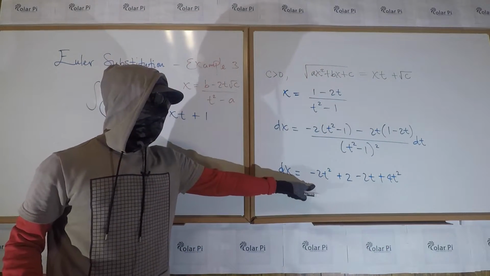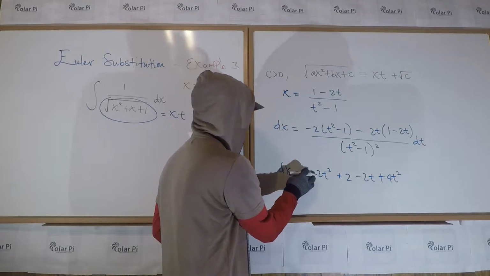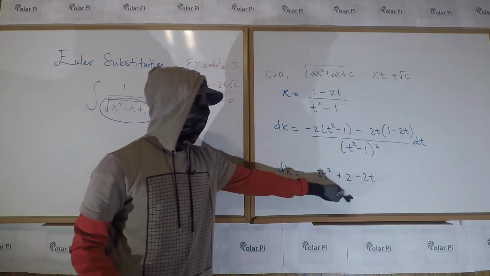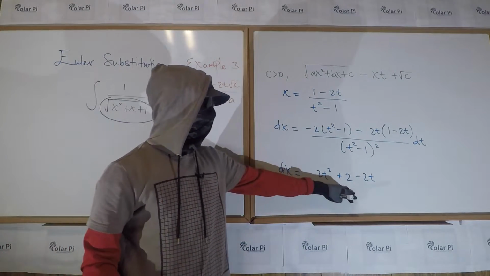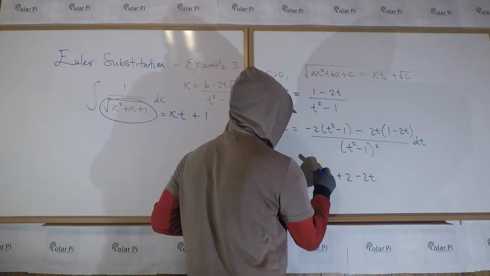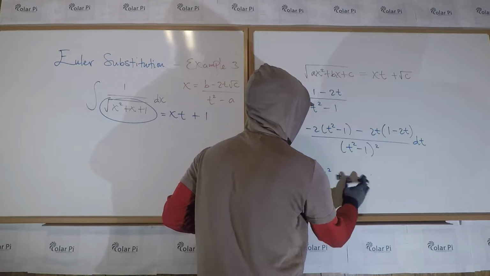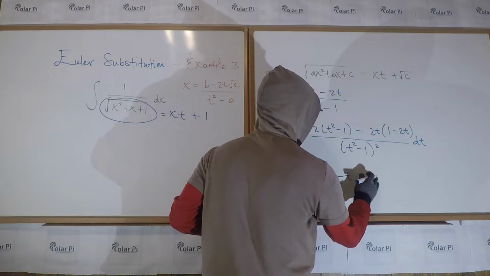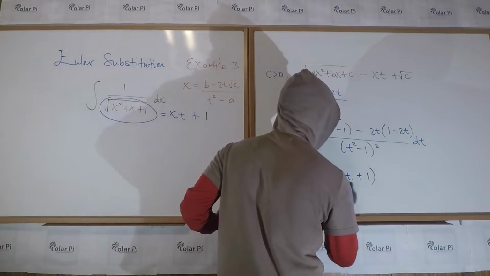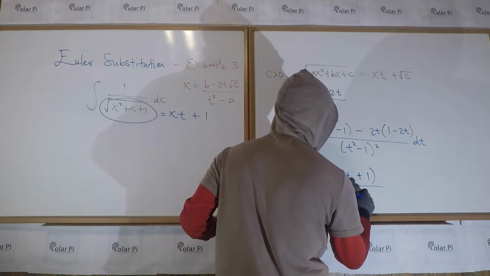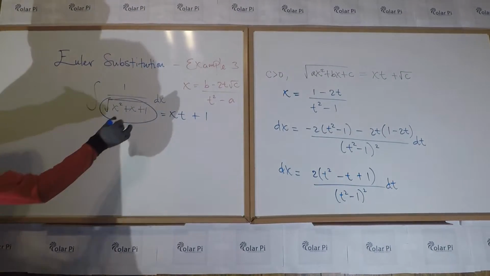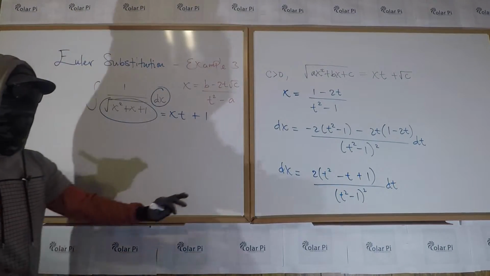Now notice minus 2t squared and 4t squared combine to a positive 2t squared. Of course I haven't written the denominator or dt yet, but these terms have a common factor of 2. So if I factor out a 2, then I can write minus t plus 1 like that. And in the denominator, t squared minus 1 squared, and then dt. Okay, cool. So we found a replacement for dx that's all in terms of t.